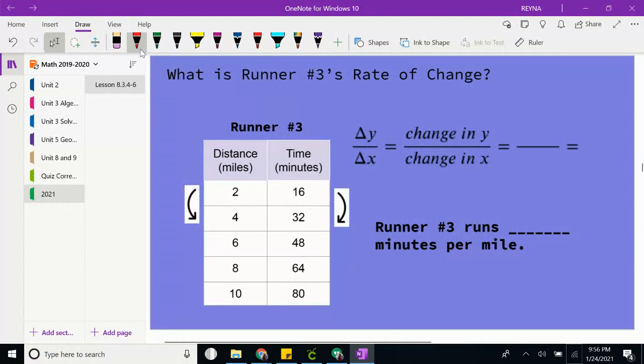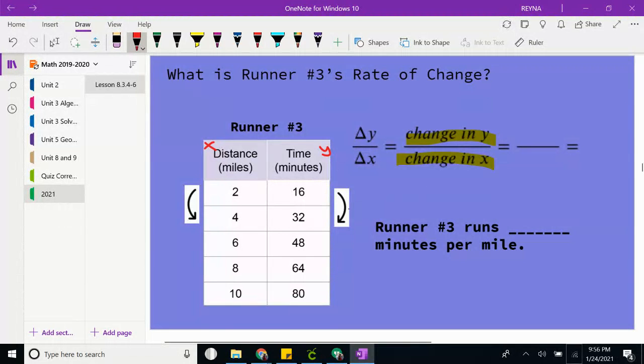Okay, they have a table. So we want to take a look at the change in y divided by the change in x. So my y would be my time, and my x would be my distance. Okay, so let's take a look.